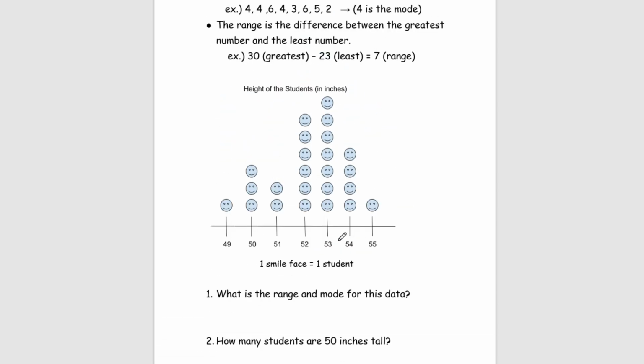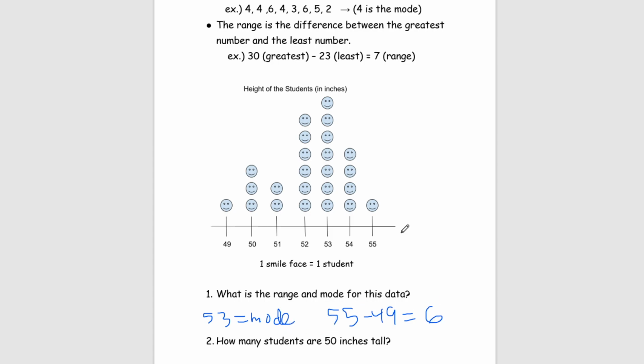Looking at number 1, we have what is the range and mode for this data. Let's find our mode first. Mode, as we remember, is the one that appears the most, and we see that 53 has the most students, so that is our mode. 53 is equal to our mode. To find our range, we have to subtract the least from the greatest. We know that 55 is our greatest, and we know that 49 is our least. So we just have to subtract, and we get 6 as our range.